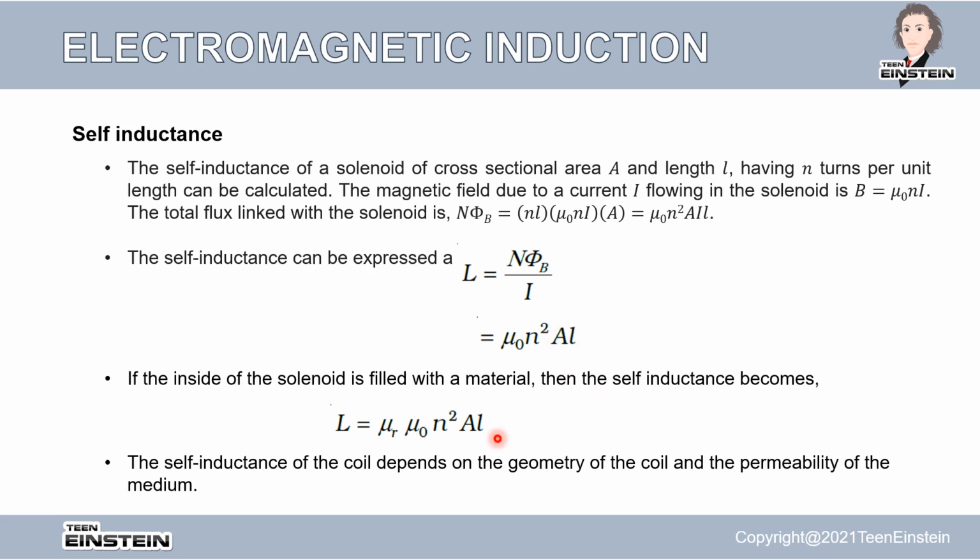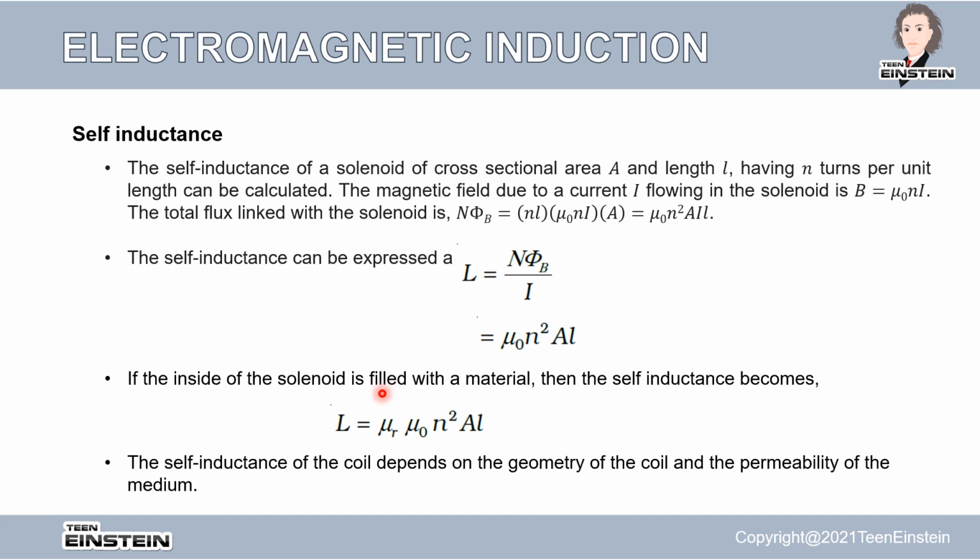If the inside of the solenoid is filled with another material, instead of mu 0, you will have mu r mu 0 n squared A L. So what we understand from here is, instead of vacuum, if you have some other material, then this value adds to this. So that means the inductance will be more. So if you want to have more inductance, you just have to put another material inside.